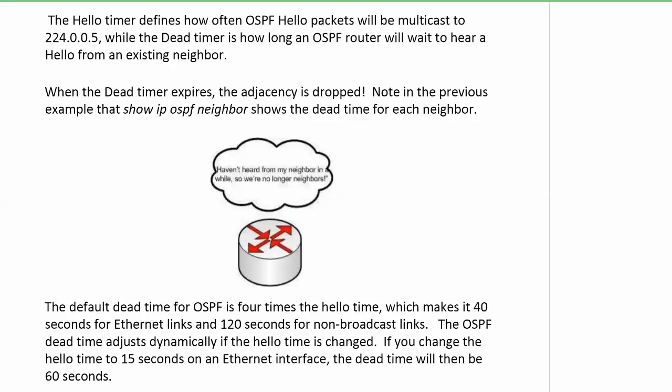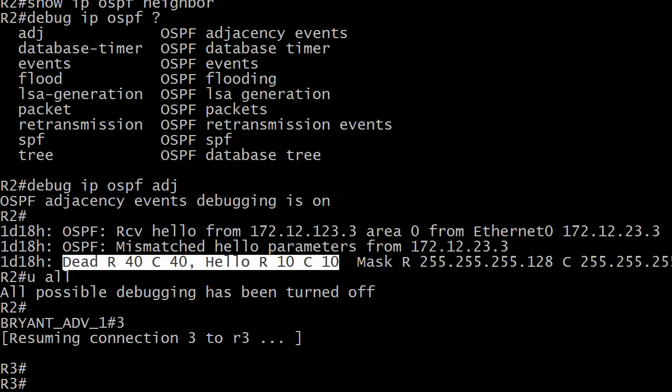Makes perfect sense. The dead timer is how long a router will wait to hear a hello from an existing neighbor on a given interface. When that dead timer expires, the adjacency is dropped. Now, in the previous example, we had show IP OSPF neighbor a couple of times, and it showed the dead time. We really weren't concentrating on that.